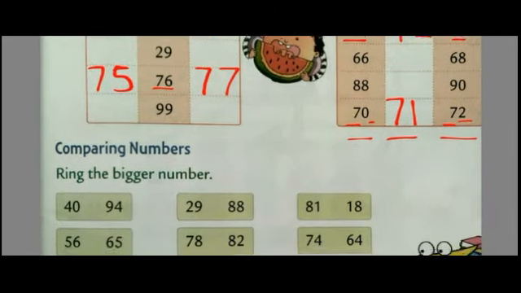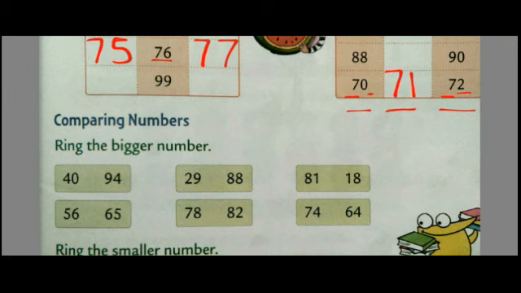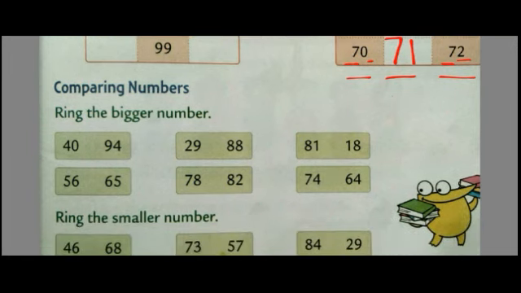Now come to the next question, comparing numbers, which we have already done. Ring the bigger number. So let's see the first one, 40, 94. I've already explained to you how to find out a bigger number or a smaller number. So how to find out a bigger number? First see the digits. Both are having 2 digits. We can't find it that way. So see the number in the tens place. Here it is 4, here it is 9. Which is greater? Which is bigger? 9 is bigger than 4. That means 94 is bigger. So we will circle it.